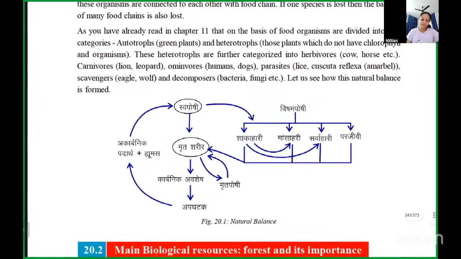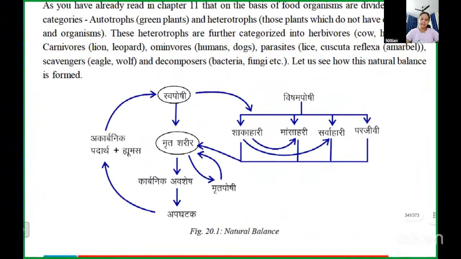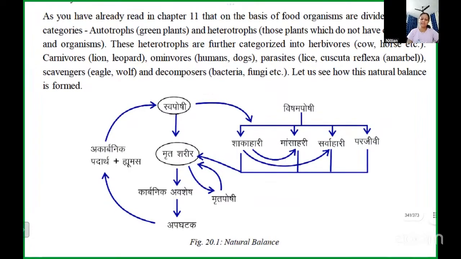As you have already read in chapter 11, on the basis of food, organisms are divided into two categories: autotrophs and heterotrophs. What are autotrophs? Those plants which have chlorophyll and prepare their own food. But heterotrophs are those which do not have chlorophyll and depend on other organisms for food. Those are known as heterotrophs.